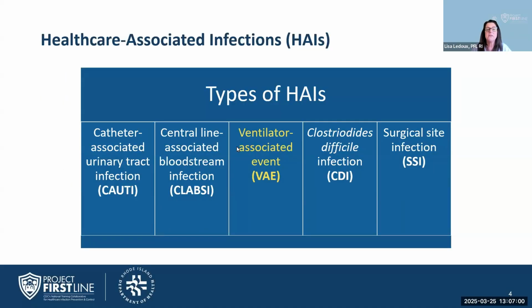So some types of healthcare-associated infections include catheter-associated urinary tract infections, known as CAUTI, central line-associated bloodstream infections, known as CLABSI, and as we are going over today, ventilator-associated event, VAE. And this is our third session in our HAI series, by the way. There's more to come. We have a lot on our site that we already have recorded. And also two other HAIs are C. diff infections and surgical site infections. And today, as I mentioned, we're going to be going over ventilator-associated events.